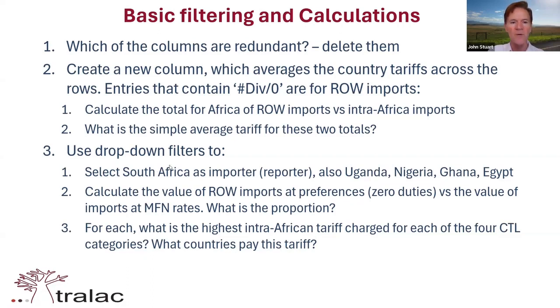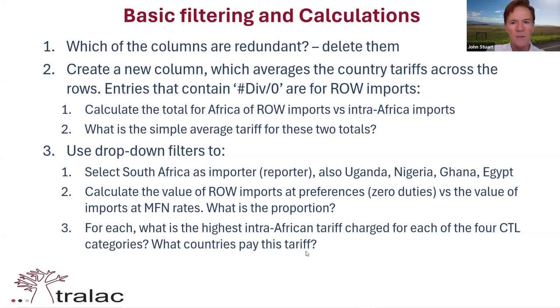We'll go back and do this now. Use the drop-down filters to select South Africa as importer, and also Uganda, Nigeria, Ghana, and Egypt. Calculate the value of rest of world imports of preferences versus the value of imports of MFN rates. What is the proportion? For each, what is the highest intra-African tariff charged for each of the 4 CTL categories, and what countries pay this tariff? We're going to do part of this using the drop downs, but we're going to ignore the rest of world data because that I'm not confident on.